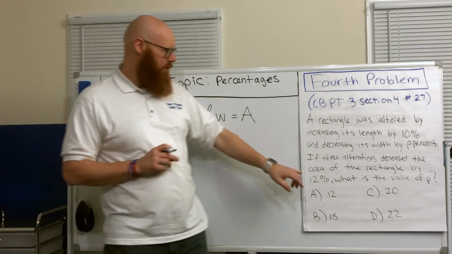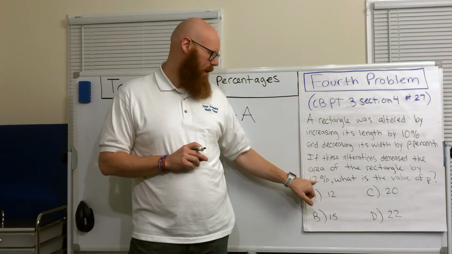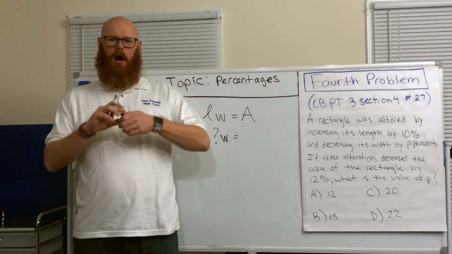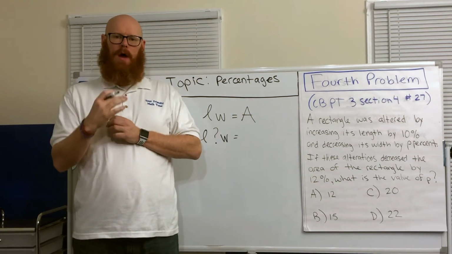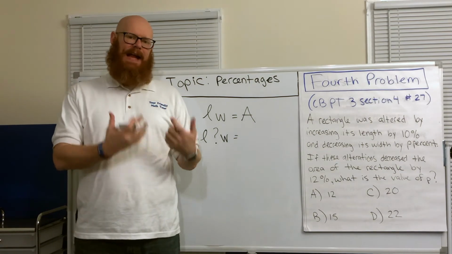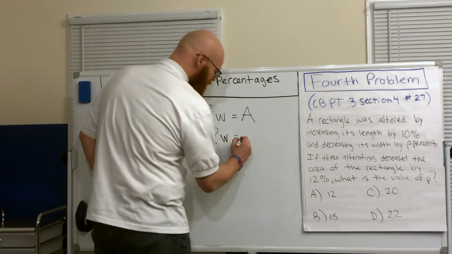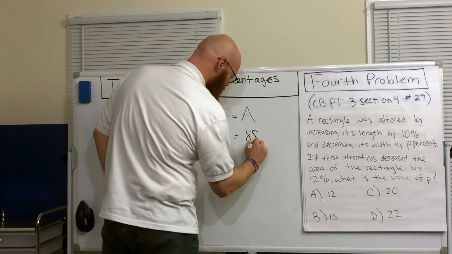Lastly, this results in the area of the rectangle being decreased by 12%. Well, let's think about that. We start at 100%, we take away 12, we are now left with 88% of the area that we had before. So 88% is 0.88A.